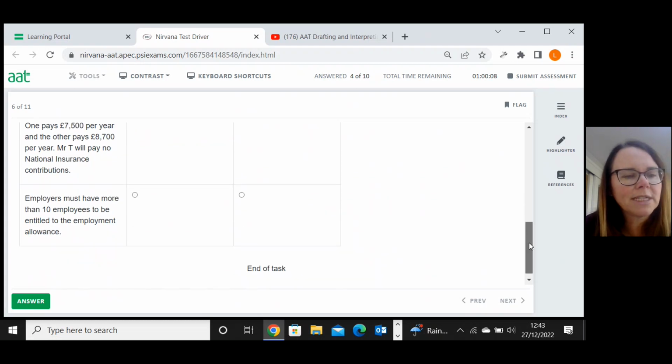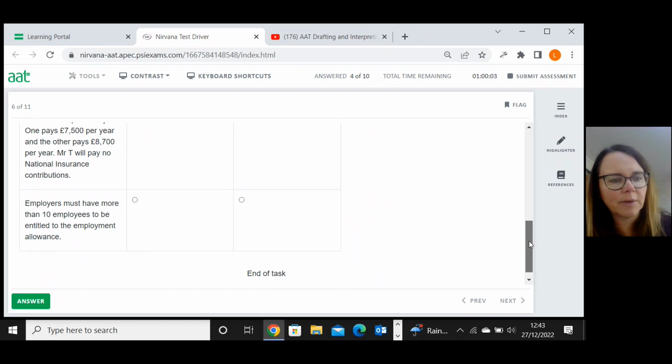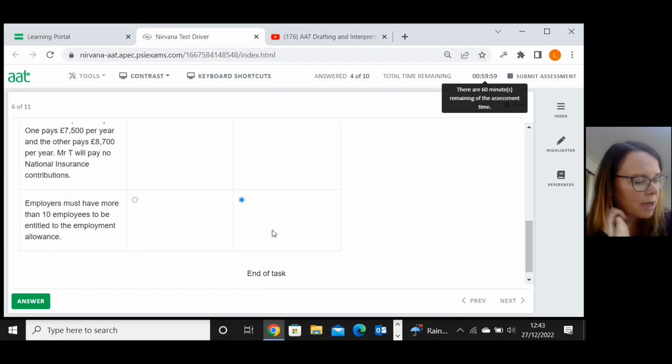Employers must have more than 10 employees to be entitled to the employment allowance. No, that is not true. It is available if your class 1 liability is below £100,000 in the previous tax year. That's what you need to qualify for that allowance.